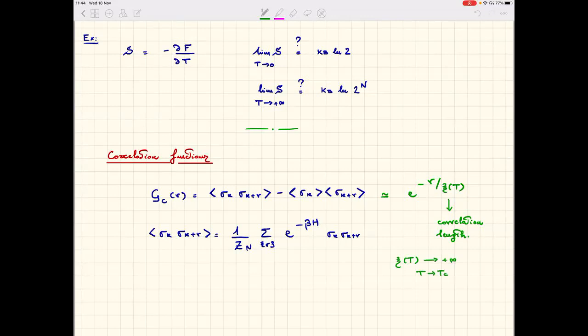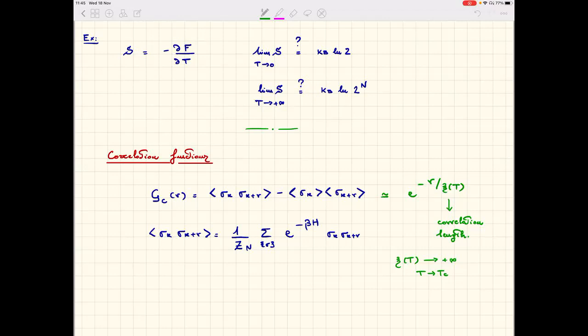Now, for our particular case, which is that of a one-dimensional Ising model, we already know from the Peierls argument that there cannot be long-range order at any finite temperature. So the only possibility to have an ordered state is to go exactly to zero temperature, which means in practice that the correlation length is going to be finite at all finite temperatures. And we do expect it to be infinite only when temperature goes to zero.